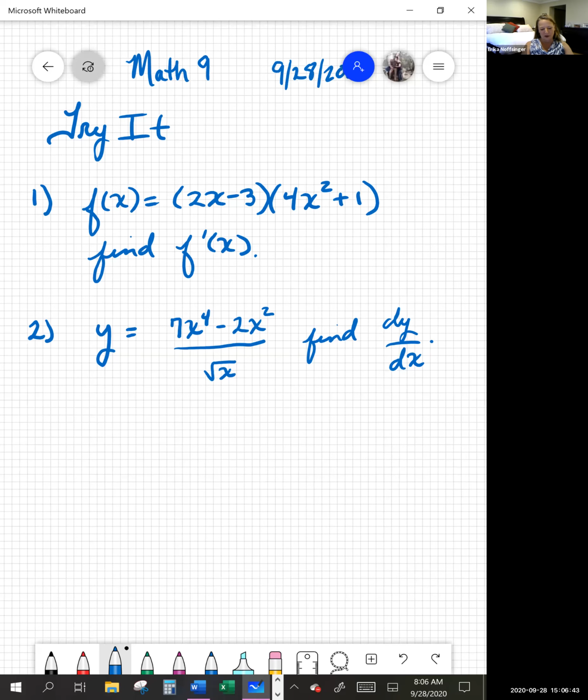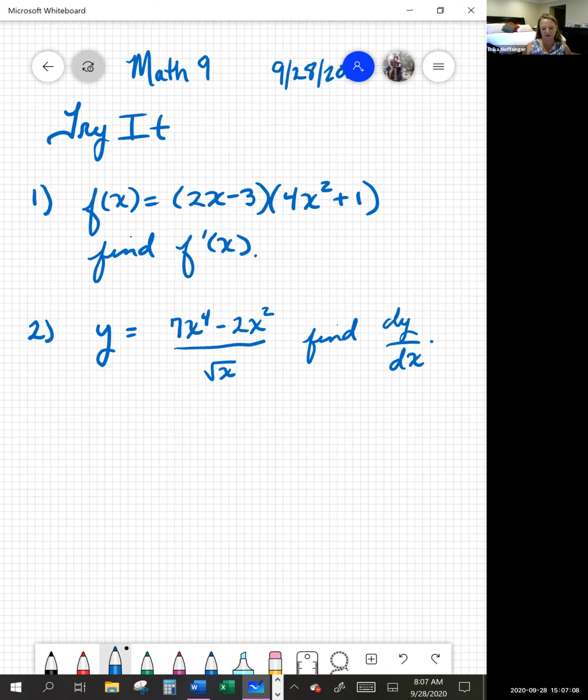Good morning. So we are looking at finding derivatives, and we just learned the general power rule to make our life a little easier when we're looking at the derivative so that we didn't have to use the formal definition. And so we are going to look at the product rule and the quotient rule today and using those rules to take derivatives. So to start out the class, I wanted you guys to try this.